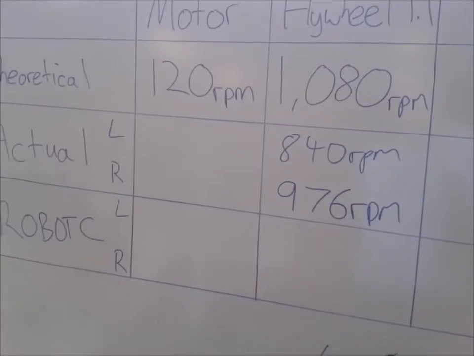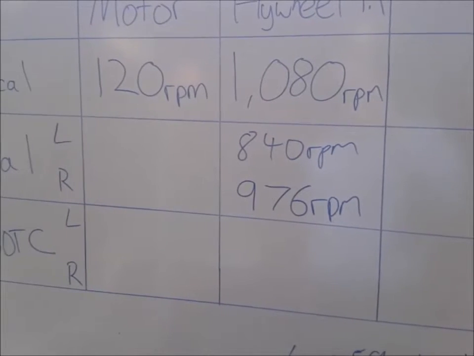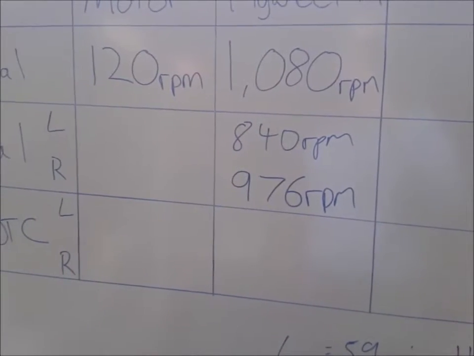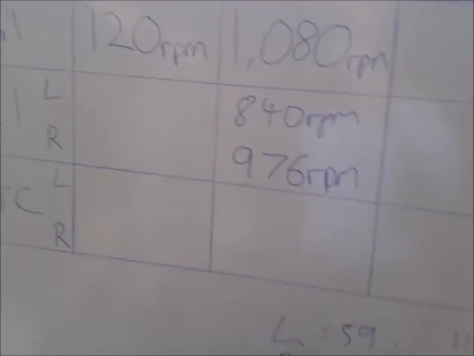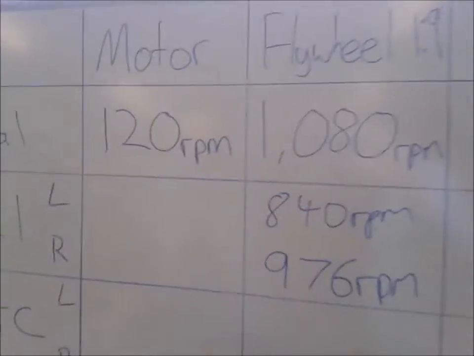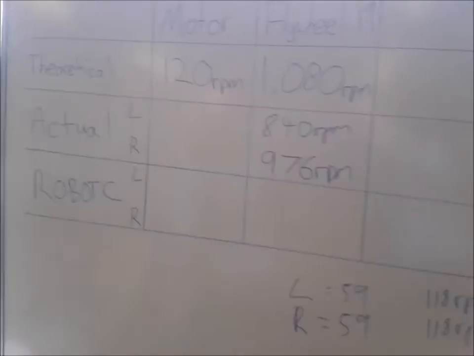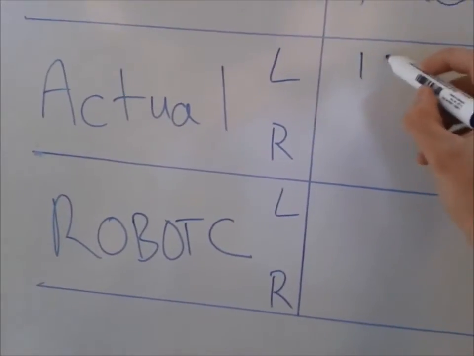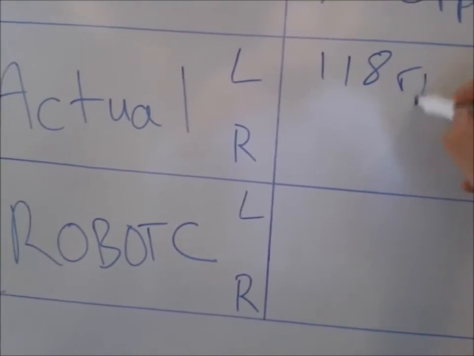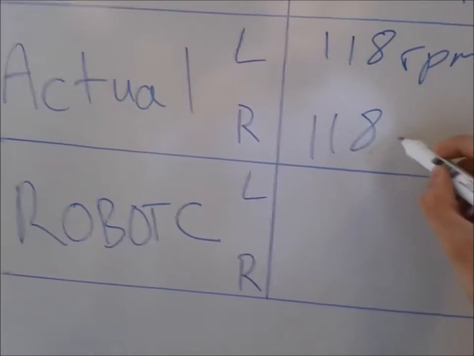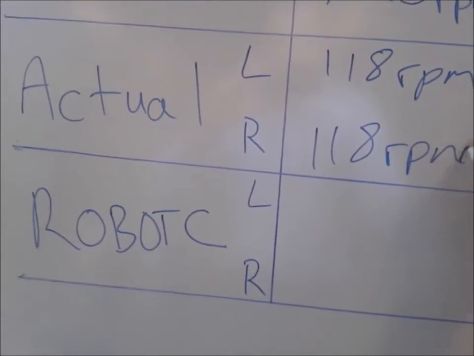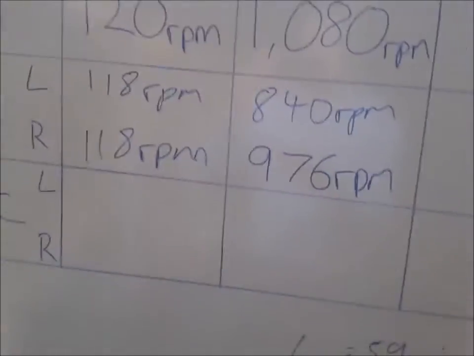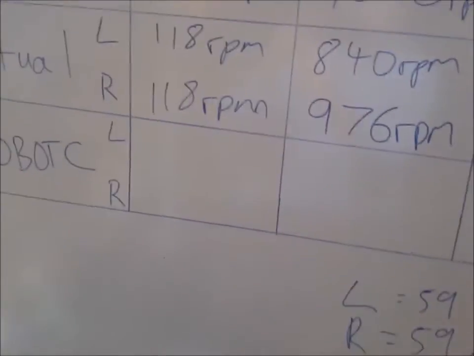You can see there that our left flywheel was doing 840 RPM, and our right flywheel 976 RPM. We can actually add the original motor speeds as well, the no-load motor speeds. They were both 118 RPM. So no load, they were both the same. The left flywheel is going slightly slower, so we've probably got some losses in the left flywheel.